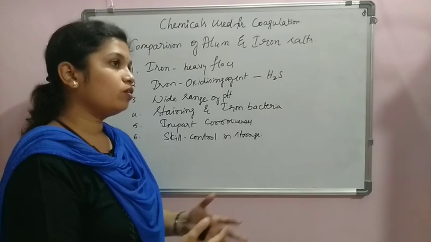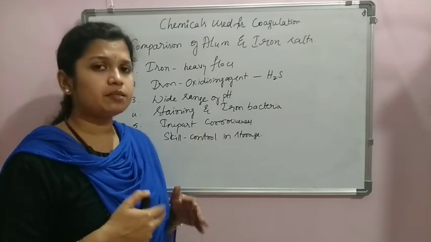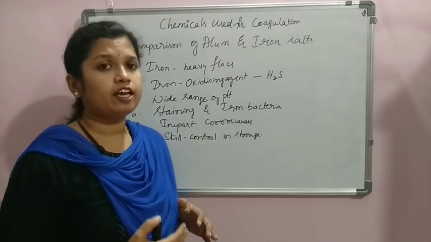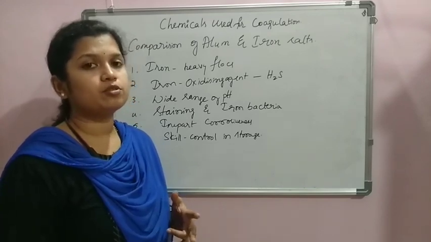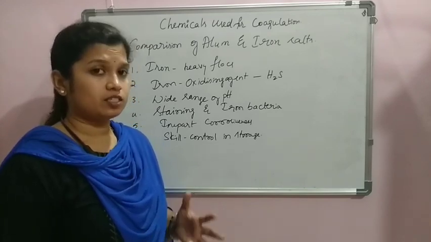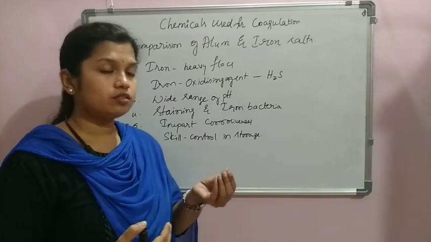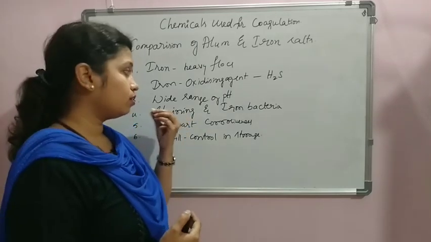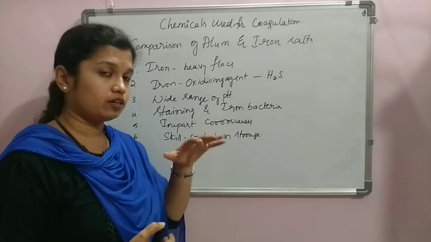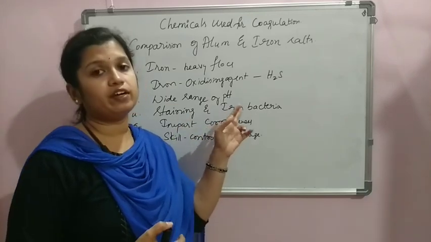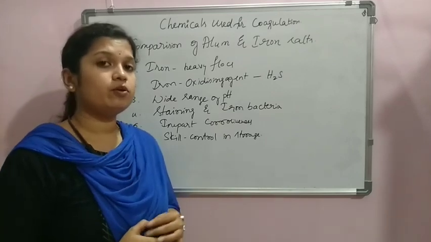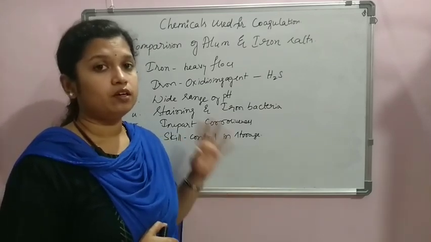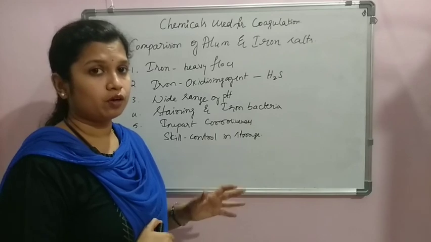But when we go for iron salts, there are problems. It creates a staining effect. We know that when iron reacts with oxygen, it gives rise to ferric oxide, a corrosion product that will be present in the water, and it also gives rise to the development of iron bacteria in the water. As we already know, iron is very corrosive in nature, and it imparts corrosiveness to the water.